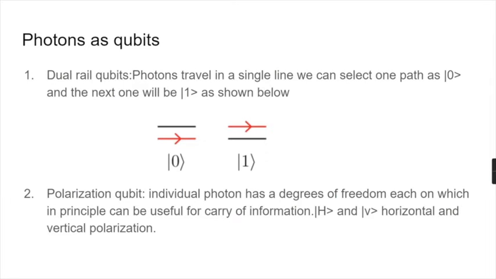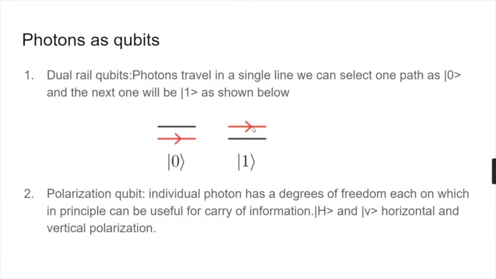Next, how photons are represented as qubits. There are two ways we can represent a photon as a qubit. The first one is dual rail qubits. Since photons travel in a straight line, we can select two paths. If the photon travels in one of the paths, we can name it 0. If it travels in the other path, we can name it 1. Both representations are given here.